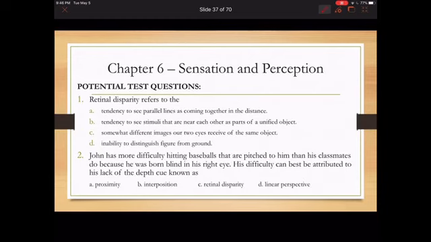Retinal disparity refers to the somewhat different images that our two eyes receive of the same object when we're looking at something. John has more difficulty hitting baseballs that are pitched to him than his classmates do because he was born blind in his right eye. His difficulty is best attributed to a lack of a depth cue known as retinal disparity, because we need both eyes in order to compare the images on each eye, right?